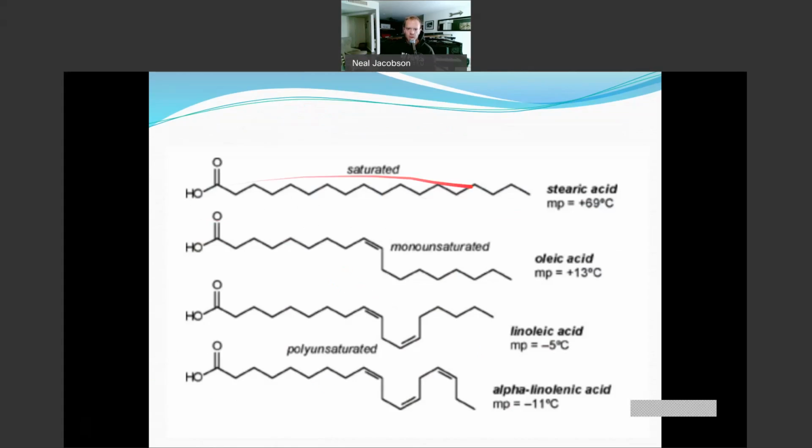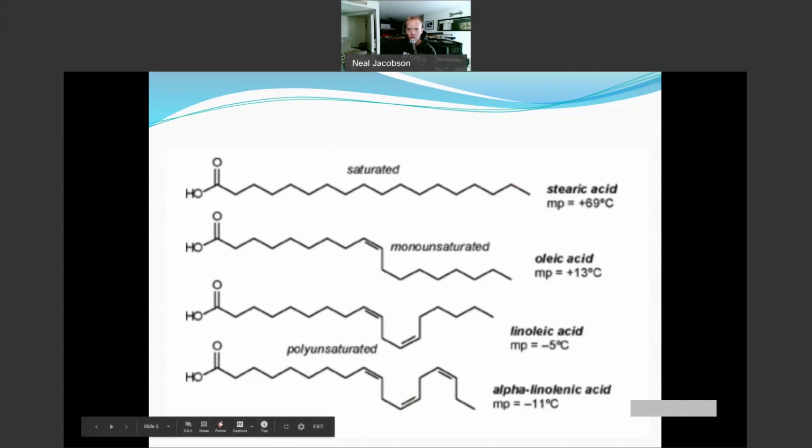But let's talk about some of the properties of these molecules. What's interesting about these molecules is that they all have the same number of carbons in them. Go ahead and count: 1, 2, 3, up to 18, right? And then this one, also 18. I'm not going to do the other two, just believe me. So there's 18 carbons in the saturated fat and 18 carbons in these unsaturated fats.